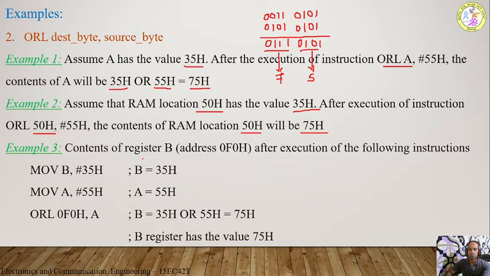Similarly, we can store this 35 in register B and 55 in register A, and then we are performing the OR operation by taking the address of register B. You know the address of register B is F0, ORL F0, A. 55 OR with 35 and store the result back to register B. Therefore, finally the register B contains the answer 75H. This is the OR operation between 35 and 55.